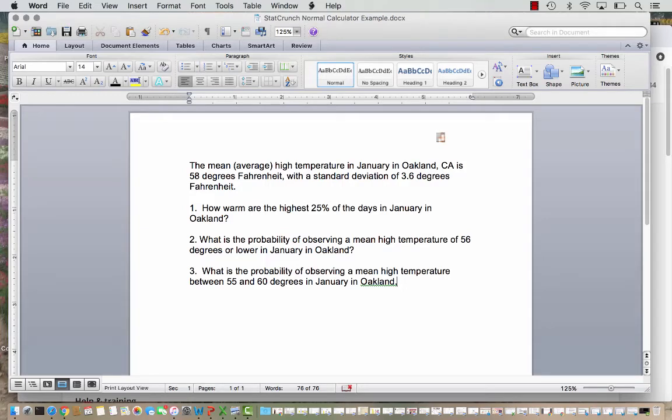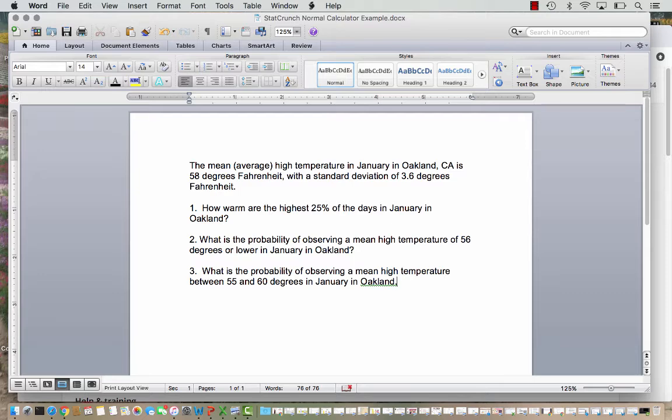Let's use the StatCrunch normal calculator to solve this question. We're told the mean average high temperature in January in Oakland, California is 58 degrees Fahrenheit with a standard deviation of 3.6 degrees Fahrenheit. We have three parts to the question. The first part asks us how warm are the highest 25% of the days in January in Oakland.